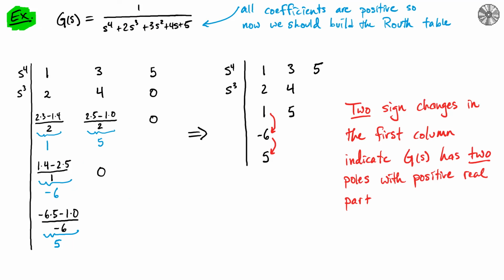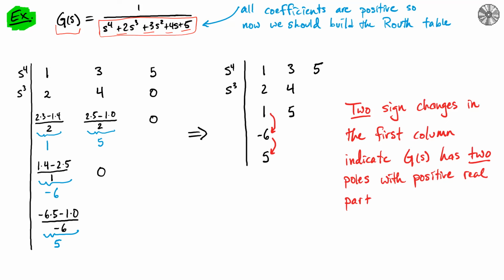So let's take an example. Here I have my transfer function, and this is the denominator that we care about. Remember, it's only the denominator that determines the stability. The first check is that all of these coefficients are positive. That means it could be stable, but now we'll have to build the Routh array. If one or more of those were negative, such that there were different signs in the denominator, then that would mean automatically that this transfer function is unstable.